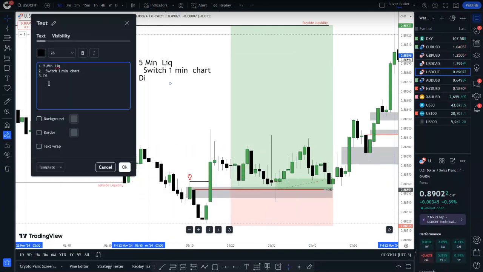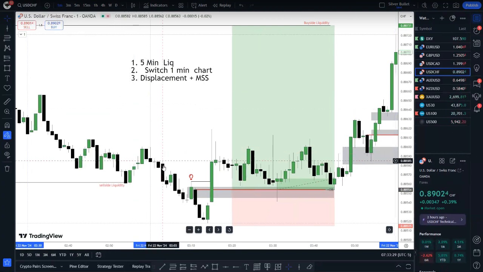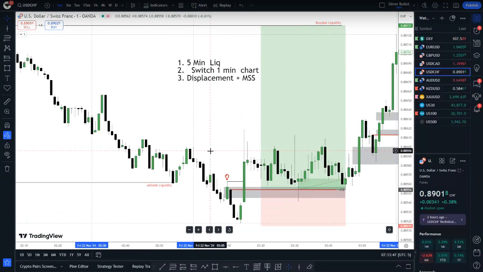We want to see displacement plus a market structure shift. In this case, we didn't break below this low. We had this high, but no displacement. Price pushed lower, then with this push up we didn't break above this high, so there was no displacement. Then a new low, and after this low we had two huge candles to the upside. This was a simple displacement to the upside, a market structure shift. We broke above this high, so this was a very clean market structure shift.